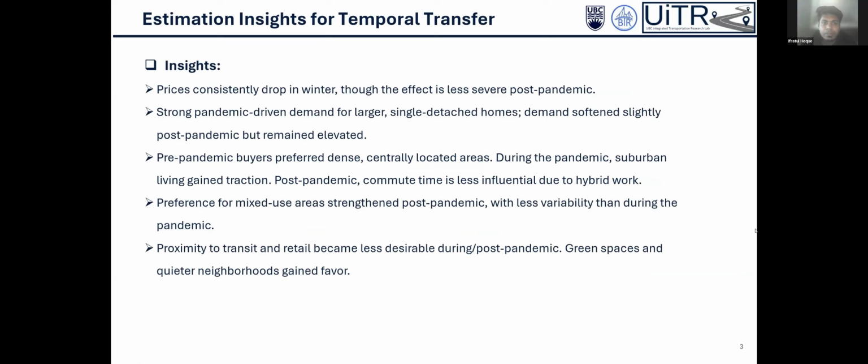Pre-pandemic buyers preferred dense, centrally located areas. During the pandemic, suburban living gained some traction, and in the post-pandemic time, commute time is less influential due to hybrid work. And then preference for mixed-use areas strengthened post-pandemic, with less variability than during the pandemic time. And lastly, proximity to transit and retail became less desirable during or post-pandemic, so green spaces and quieter neighborhoods gained some favor. These are some insights gathered from the different models that were developed.